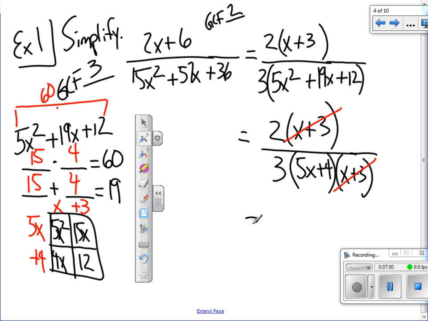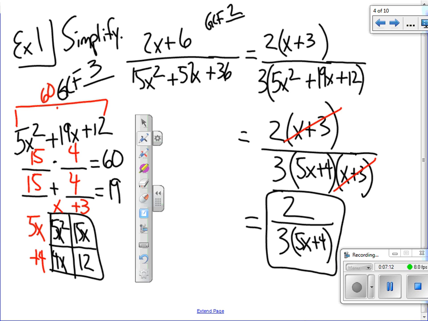Everything that is left is part of our answer. We have 2 in the upstairs. We have 3 and 5x plus 4 in the downstairs. Finished. That's it. Beautiful. All right.